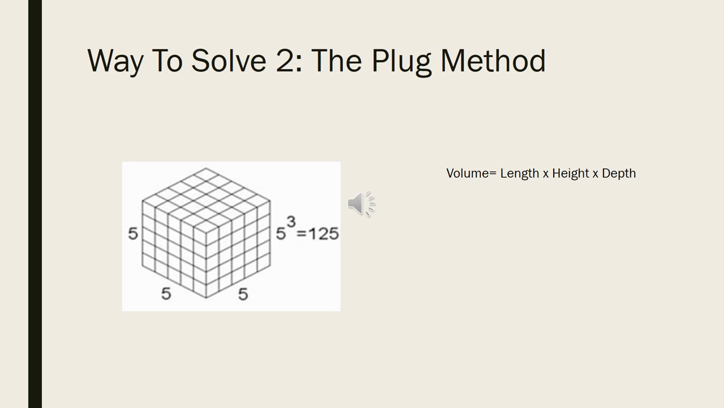But much like what we saw earlier in this picture, we have a height of 5, a length of 5, and a depth of 5. So because these are all the same number, you don't have to say 5 times 5 times 5. You can literally just say 5 cubed, which will give you your answer of 125. So let's try using this method to solve for our own rectangular prism.